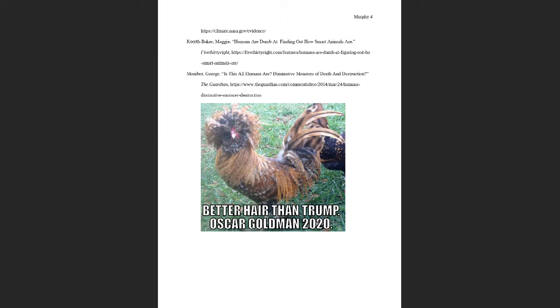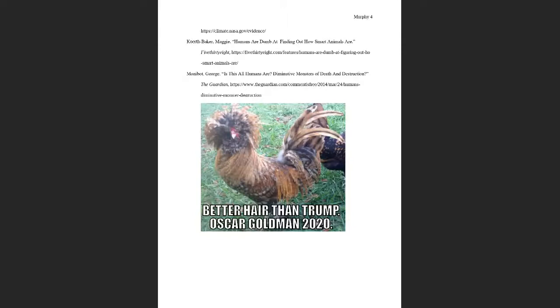But this is essentially what you're looking to do. And notice I have three sources listed. I think it's a requirement of two sources for the second essay. I forgot to read that off. Basically, you want to aim for one source per paragraph.